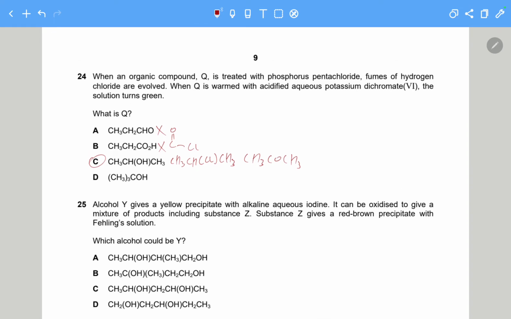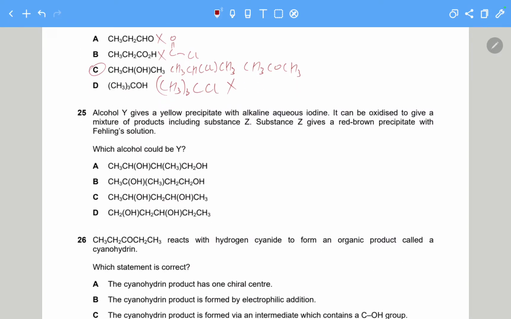Let's look at option D as well, however. Option D is a tertiary alcohol, (CH3)3COH. So even though it will react with phosphorus pentachloride to give (CH3)3CCl, it will not get oxidized because remember, tertiary alcohols cannot be oxidized. So this is not the correct option.